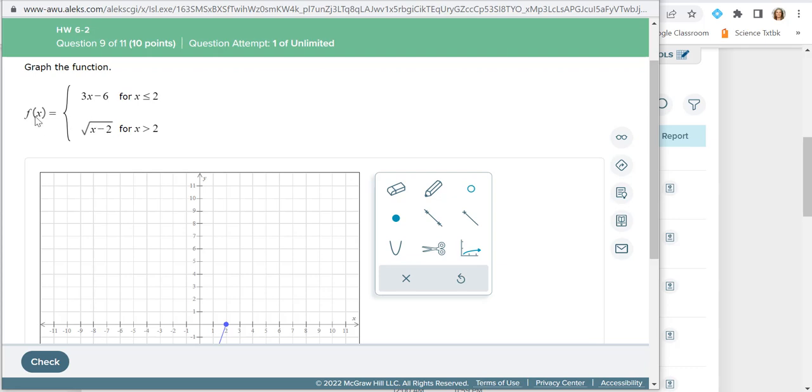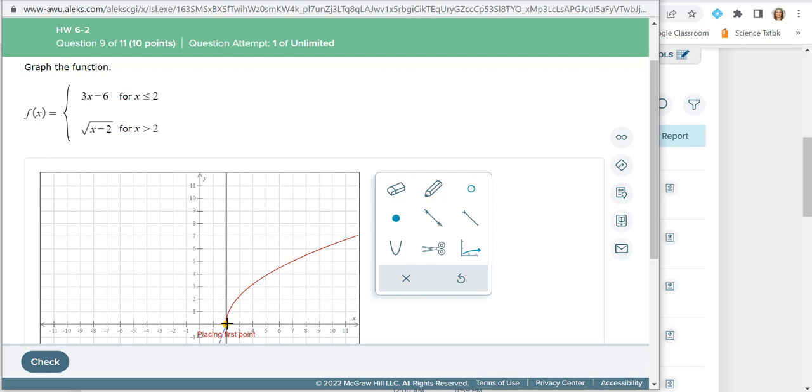Okay, my second piece is y equals the square root of x minus 2. Down here on the right on your palette, you have a root function. Okay, but that's only for x's bigger than 2. So I'm going to go do an open circle. When x equals 2 on this function, 2 minus 2 is 0. So I start here, and then I'm going to do a root function. I'm starting right there at (2, 0).